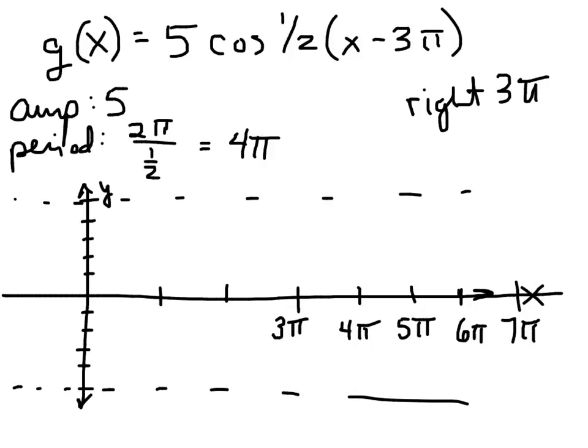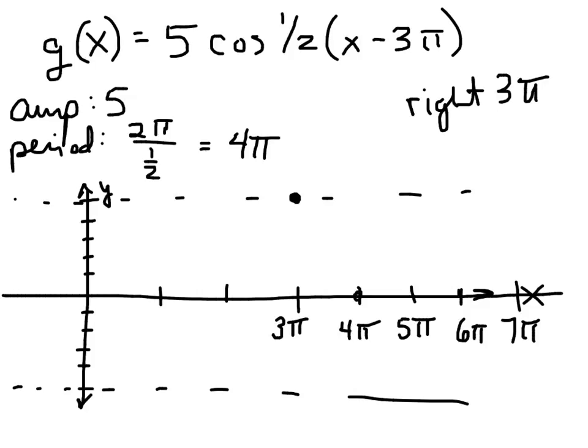When you're a cosine curve, do you start at the amp or do you start at the midline? Amp. Sine curves start on the midline. Cosine curves start at the amp. Okay? So the first dot should be right here at 3 pi. That's dot number 1.